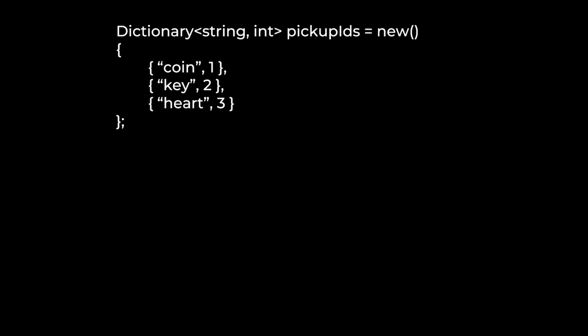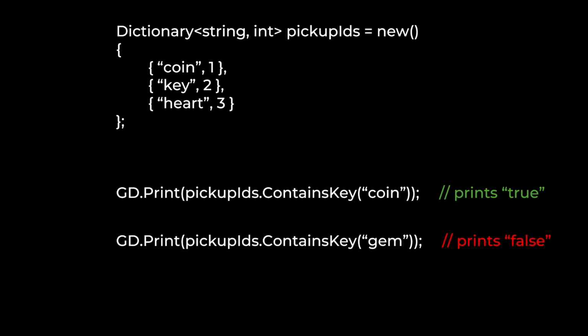You can check to see if a key exists in a dictionary using the contains key method. This method takes one parameter, the key you're searching for, and will return true if that key exists, or false if it does not. Your IDE shouldn't even let you try to pass a key that's not the same type as the keys in the dictionary.